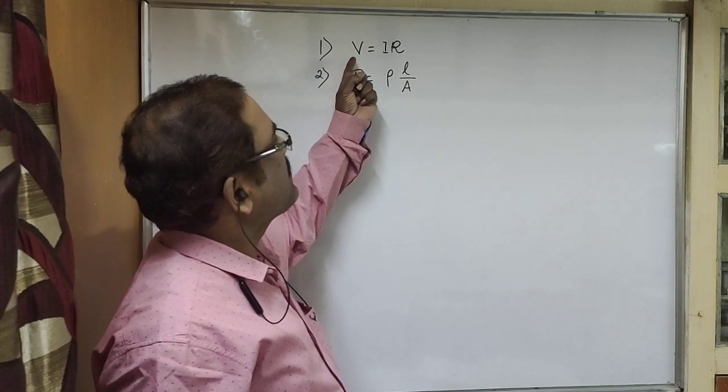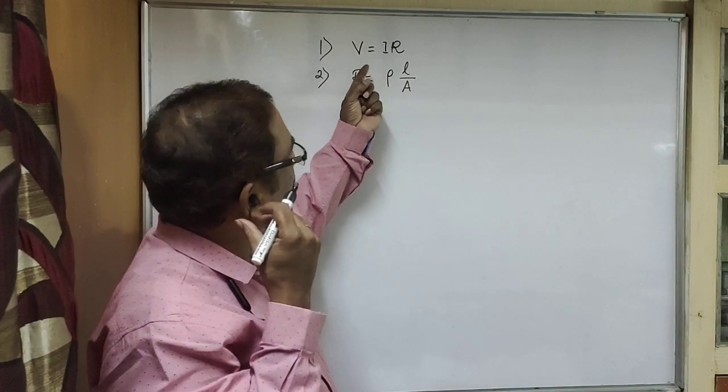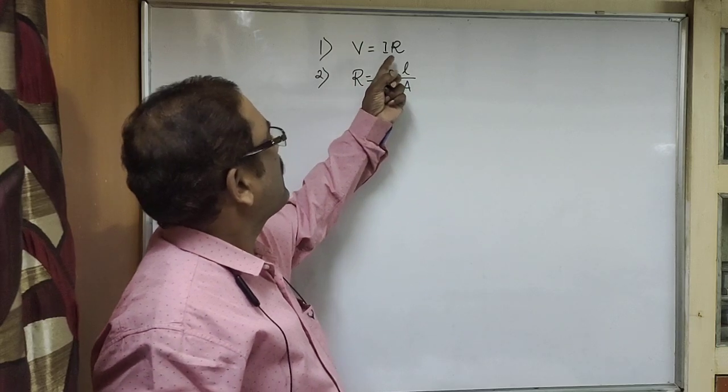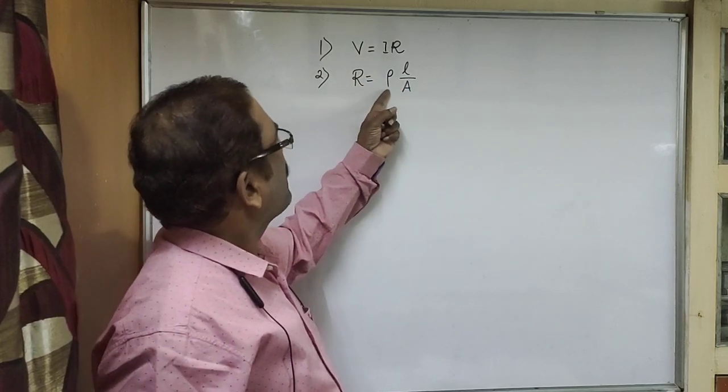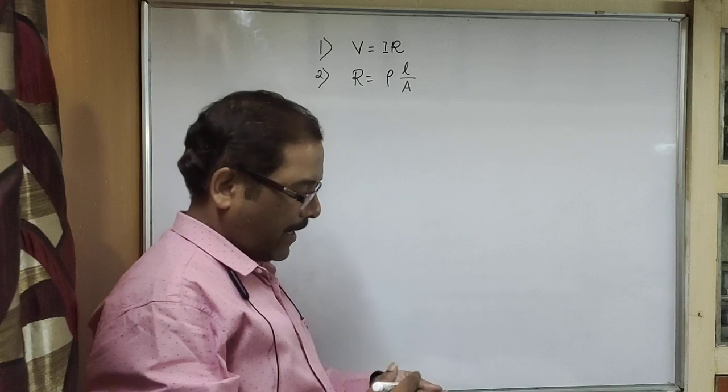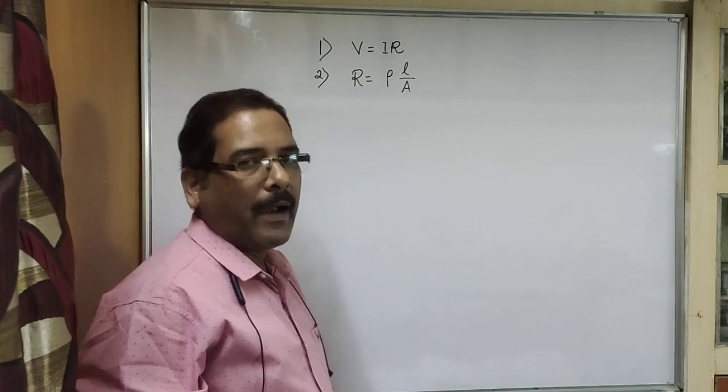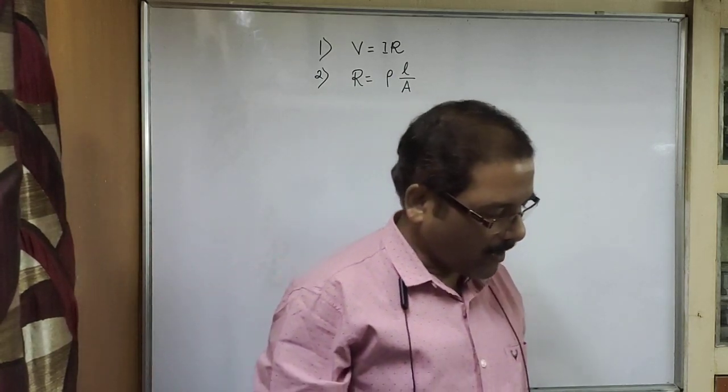Here V stands for potential difference, I is the current, and R is the resistance. Rho stands for resistivity, L is length of the conductor, and A is area of cross section.